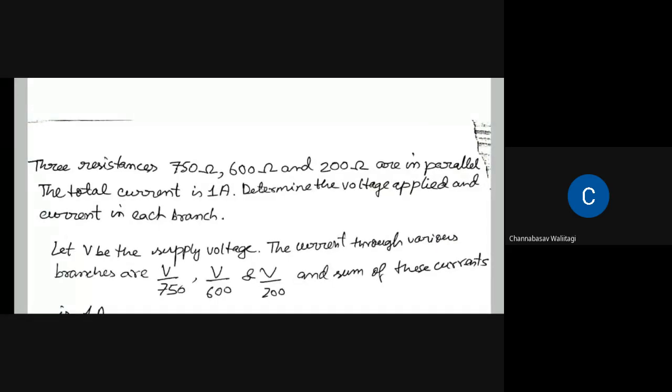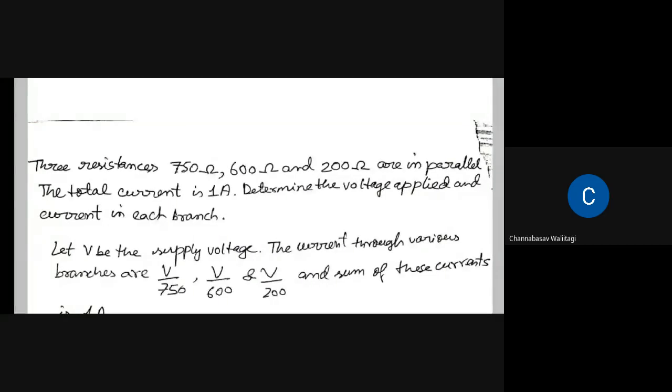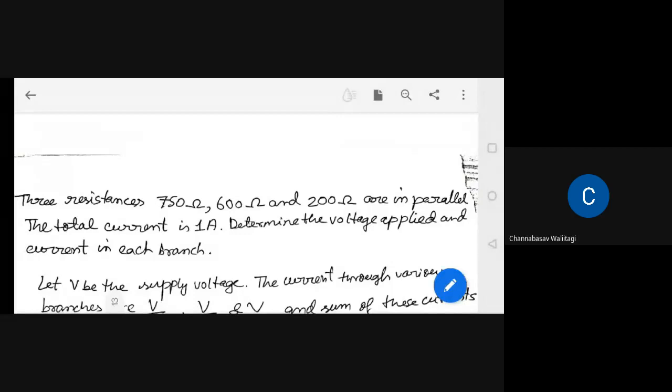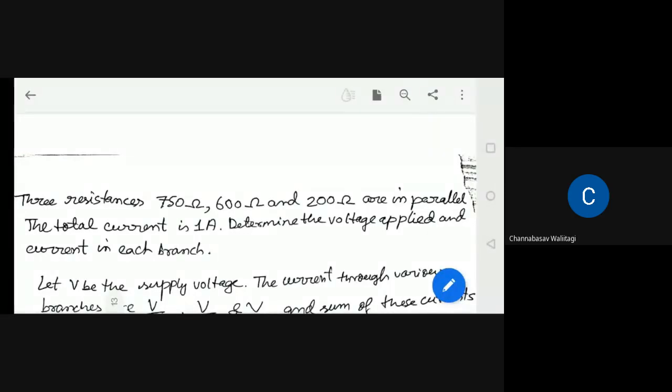This is parallel. So what are the characteristics of parallel? Let us remind ourselves that current is divided. The main current I is divided into I1, I2, I3, as we studied. Currents are different in the three resistances. The total current is 1 ampere, so the sum of I1, I2, I3 is 1 ampere. But in a parallel circuit, voltage is the same.